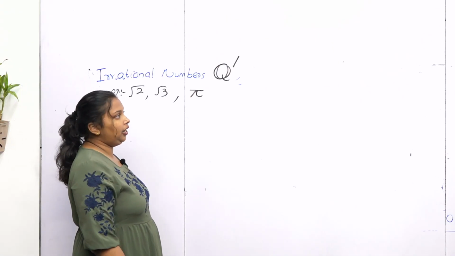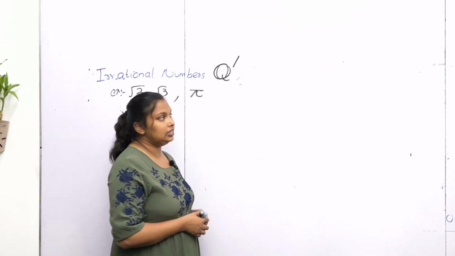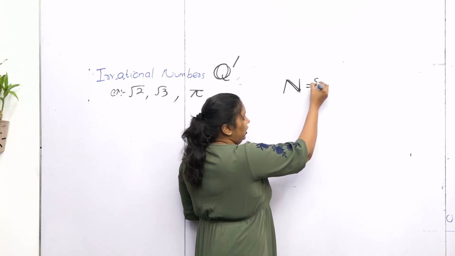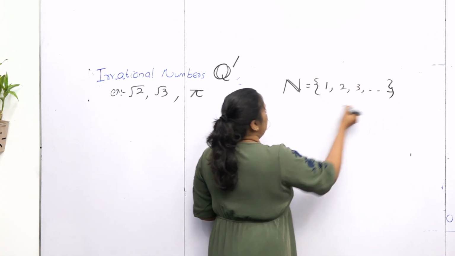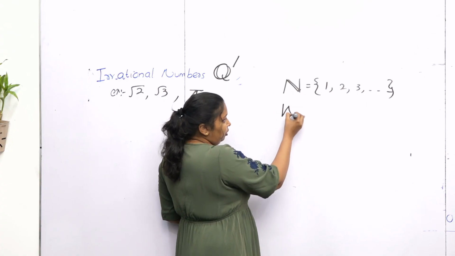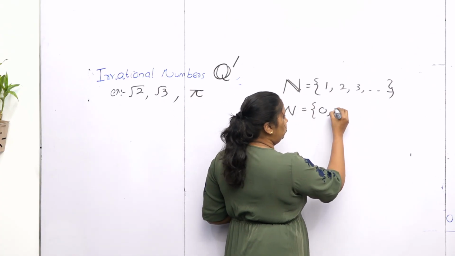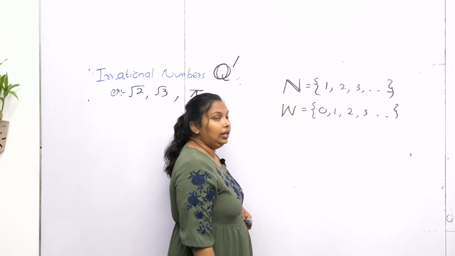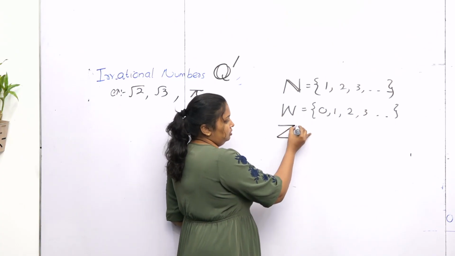What types of numbers have we learned up to now? We talked about the natural number set: 1, 2, 3, 4, these things. Then we learned about the whole number set, this number set including 0. Then we learned about integers.